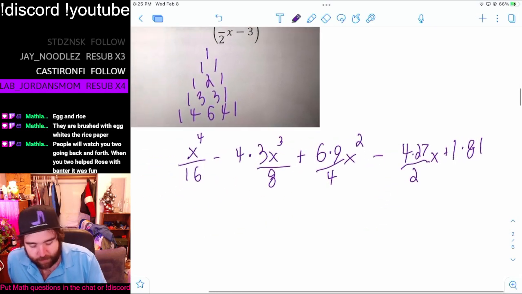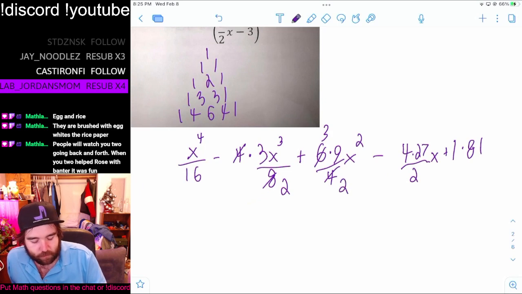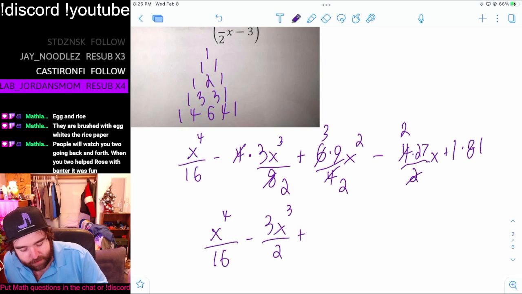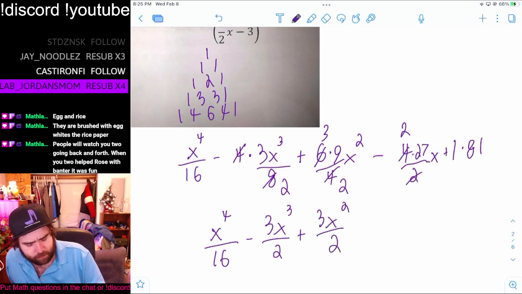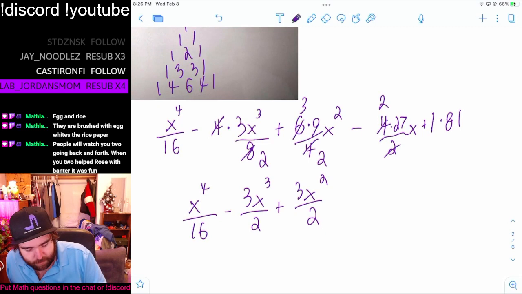Yeah. And then you just got to simplify the little bits that you can. So that cancels, leaves a 2. That cancels 3, 2. This cancels. So we got x to the fourth over 16 minus 3x cubed over 2 plus 3x squared over 2. Is that right? 3 times 9, right? Oh, yeah. 3 times 9, 27.